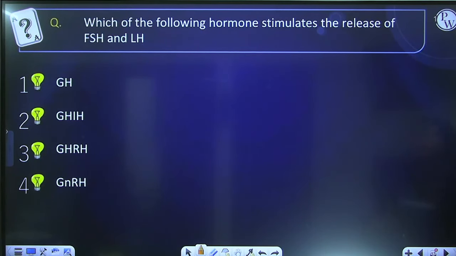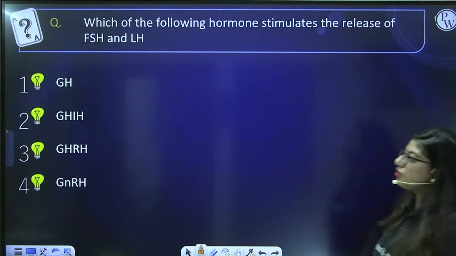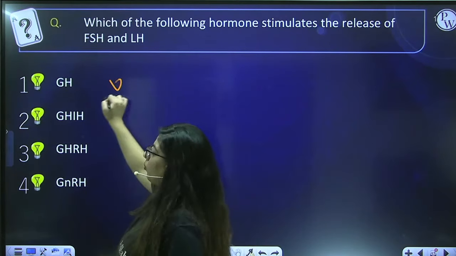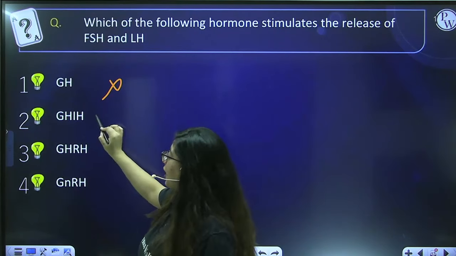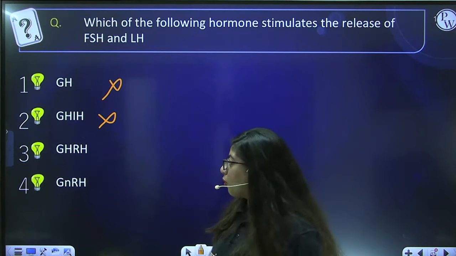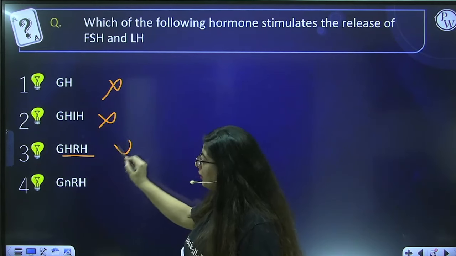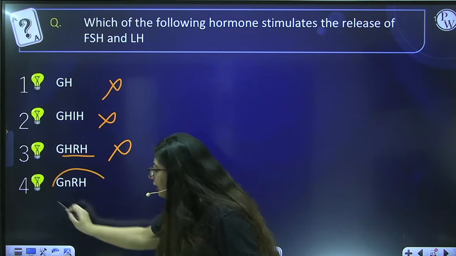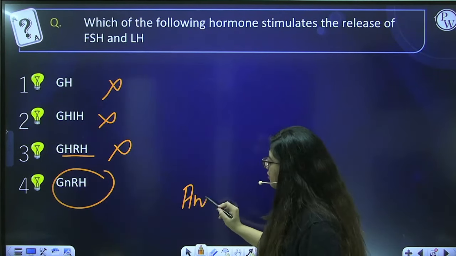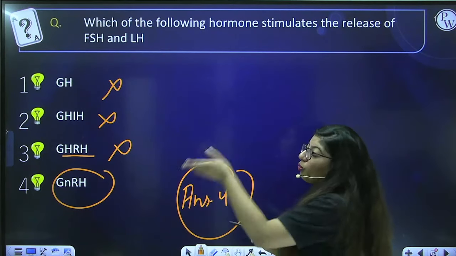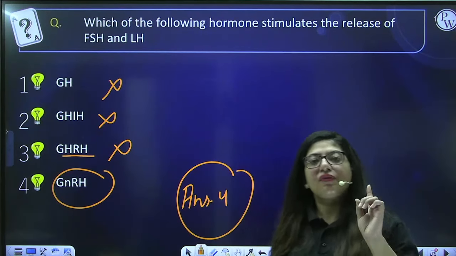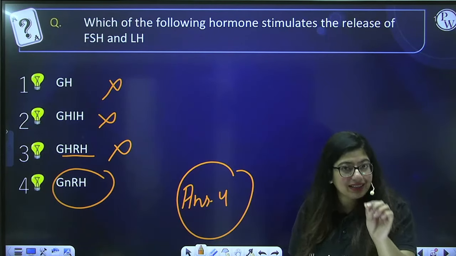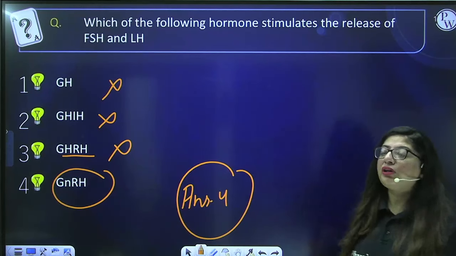Which of the following hormones stimulates the release of FSH and LH? GH is a growth hormone. No, it is the hormone of pituitary. It cannot regulate others. GHIH is the inhibitory hormone for growth hormone. GHRH is a releasing hormone for growth hormone. And GnRH is the answer. Gonadotropin releasing hormone. It causes the release of LH and FSH, which are the gonadotropins secreted by anterior pituitary.